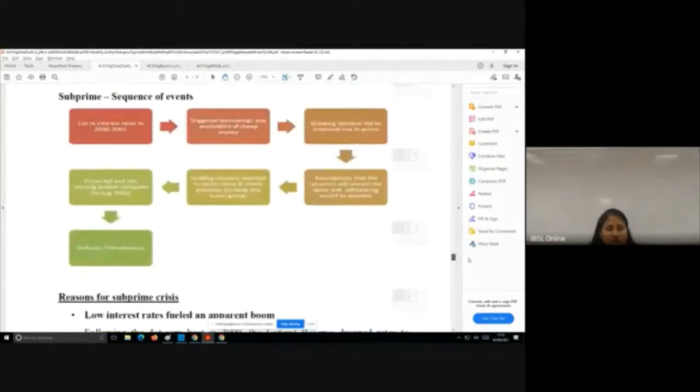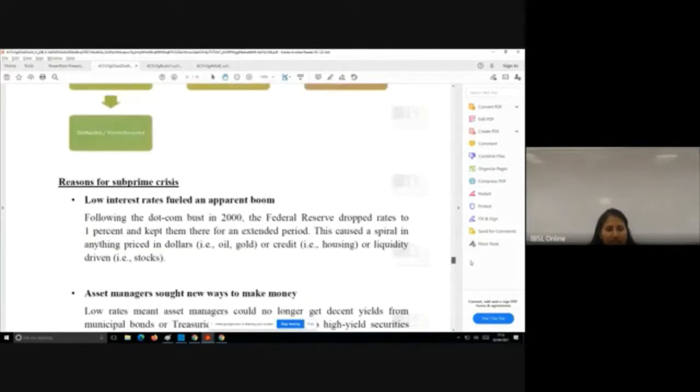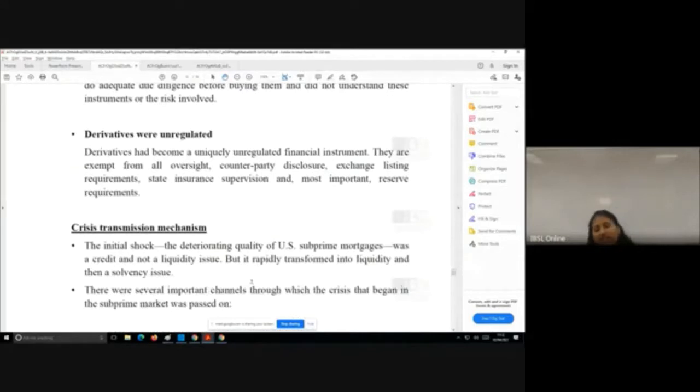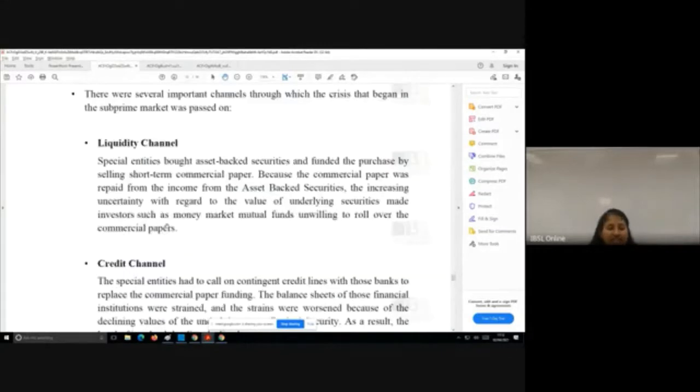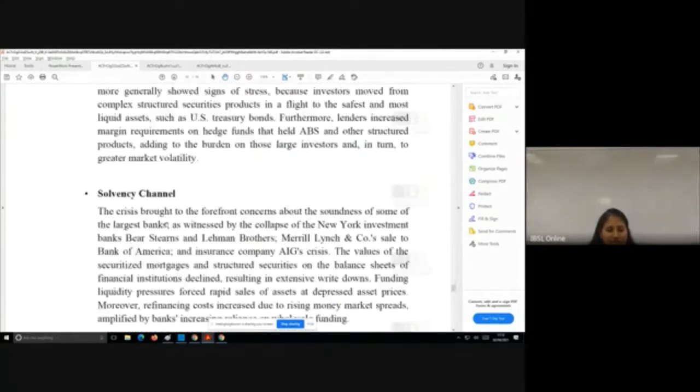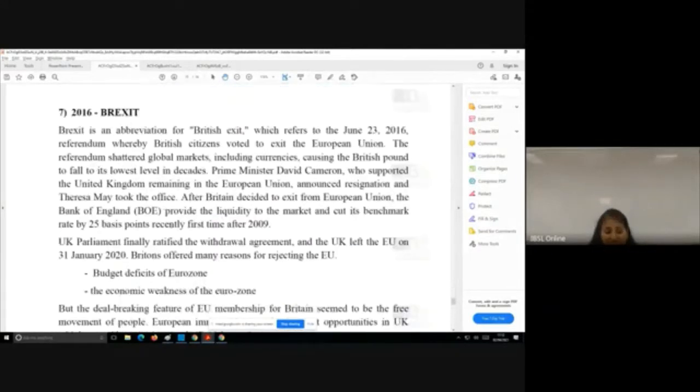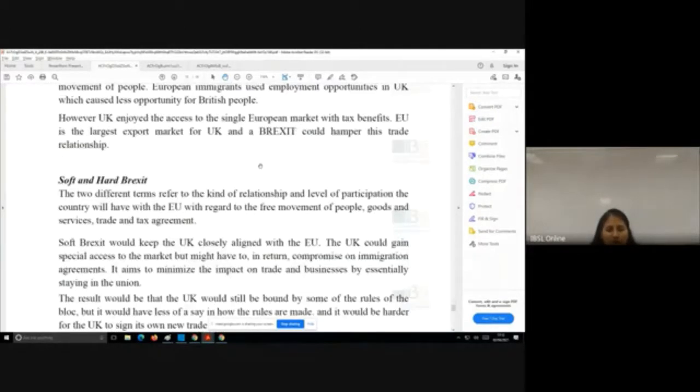Especially the global financial crisis, the reasons and everything, because it's a good way for you to understand how one country's crisis moved to other countries, especially the crisis transmission, how it became a contagionary impact. And what were the reforms that came about, especially Brexit. Remember, Brexit was finalized on 31st January 2020, and by December, Britain moved out.